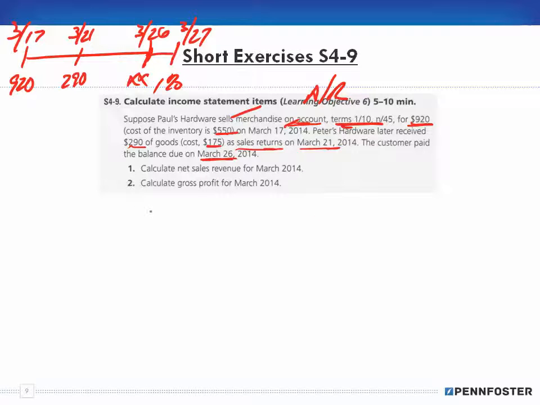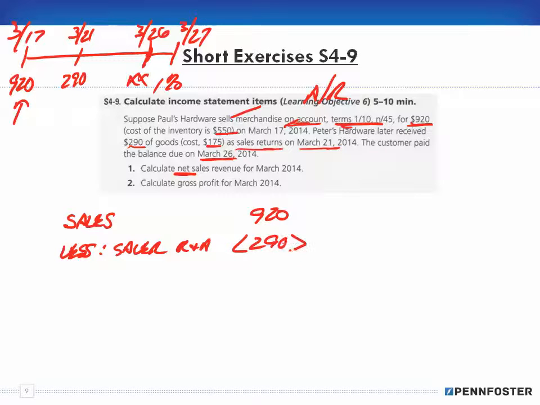We've already determined that the sales here were $920. But what are we talking about here? Net sales revenue. Well, net means less the sales returns and allowances, which is a return of $290. And then also we have less a sales discount.